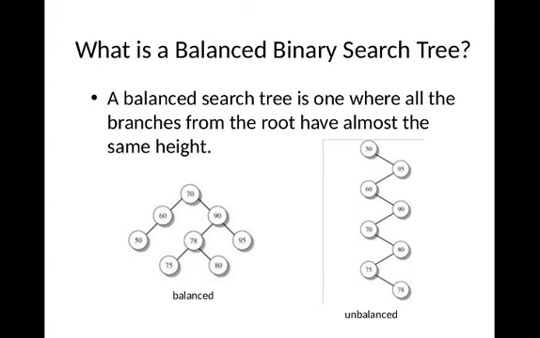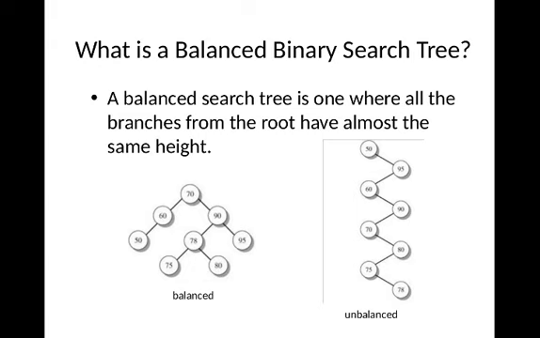What is a binary tree? A binary tree is one in which every node has at most two children. When we talk about a binary search tree, the elements are organized as per a specific ordering property. That is, the nodes in the left subtree of the root will have smaller values and nodes in the right subtree will have bigger values.